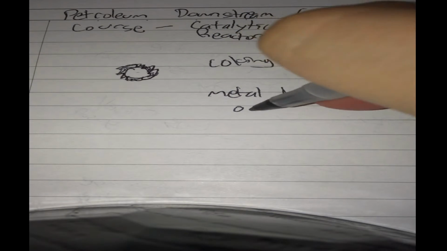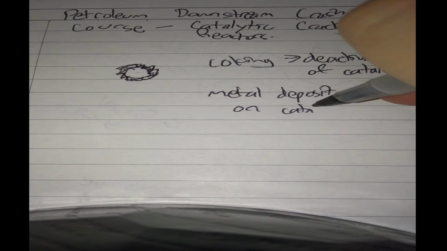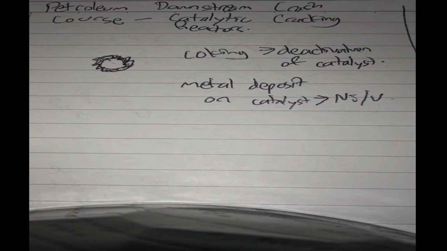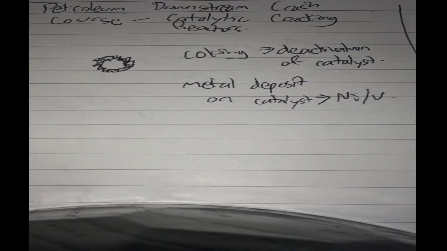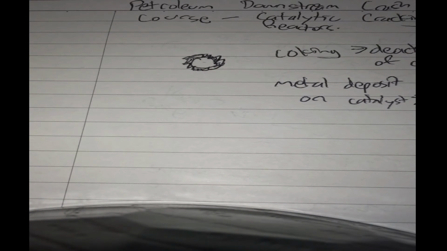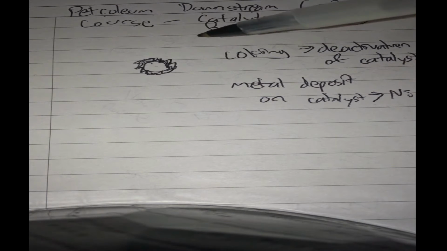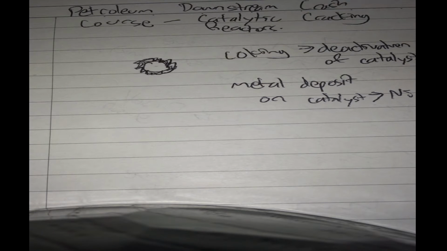And furthermore, there'll be metal deposit on the catalyst. So you have nickel, vanadium, and all sorts of other metals which are sticking to your catalyst, because as the oil gets burnt or the oil cracks, there will be some deposit of metal that will be left on the catalyst, since it's not going to be the vapor.